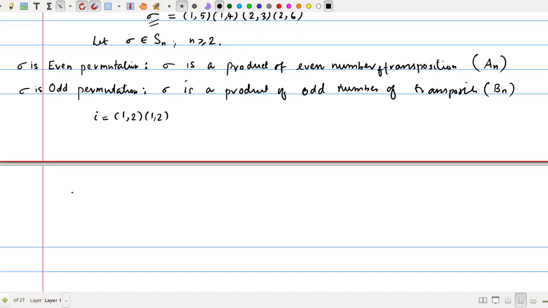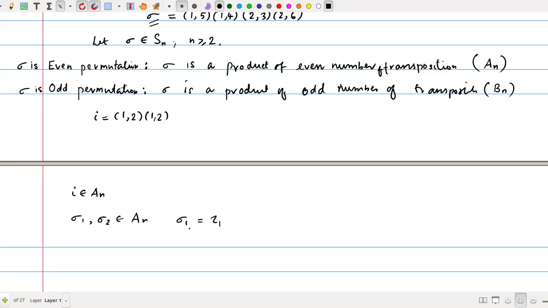So obviously we can say that I belongs to An, and if we choose any two, say sigma 1 and sigma 2 belonging to An, then sigma 1 is a product of even permutations and sigma 2 is a product of even permutations.